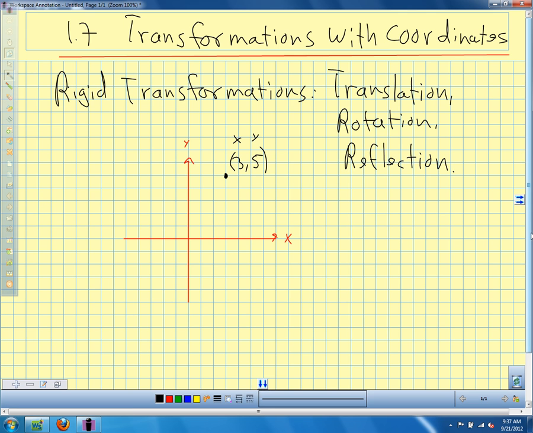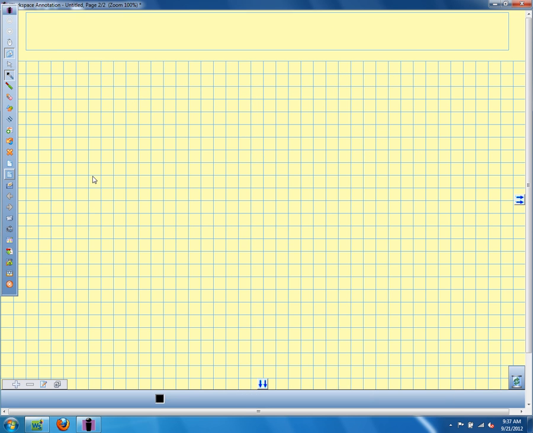So what we like to do a lot in math is we have this idea of what a transformation is: translation, rotation, reflection, and we want to put numbers to it. We want to use numbers to describe what we're doing. So that's really what we're doing today, is how do we put numbers to these transformations. So let's start by talking about translations.